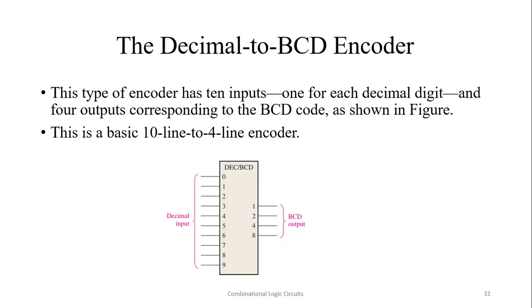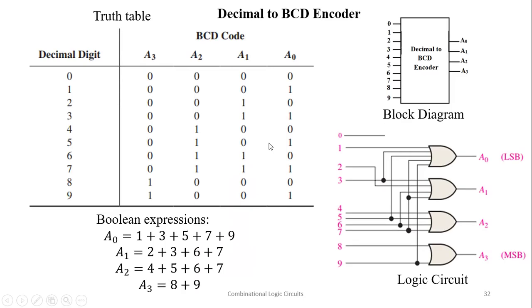The decimal to BCD encoder: this type of encoder has 10 inputs, one for each decimal digit, and 4 outputs corresponding to the BCD code as shown in the figure. These are the decimal inputs and these are the 4 BCD outputs. This is a basic 10 line to 4 line encoder. This is the table: decimal digits 0 to 9, 10 digits, and a 4 bit BCD code. So we have 10 input lines and 4 output lines.